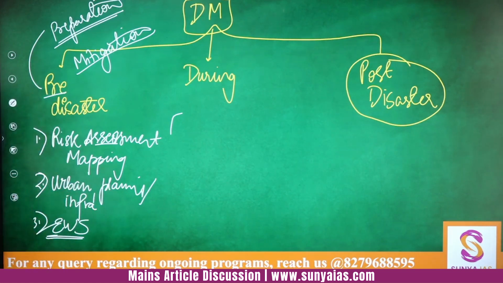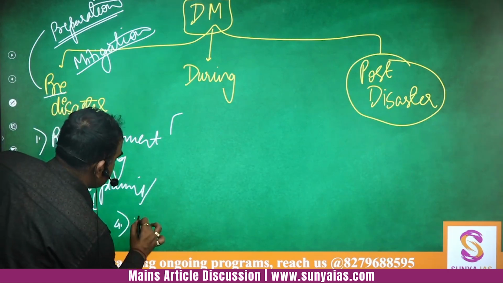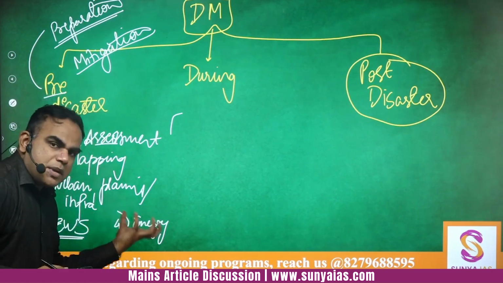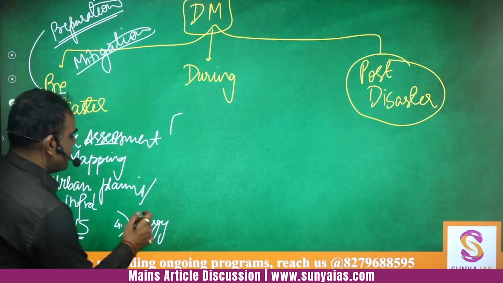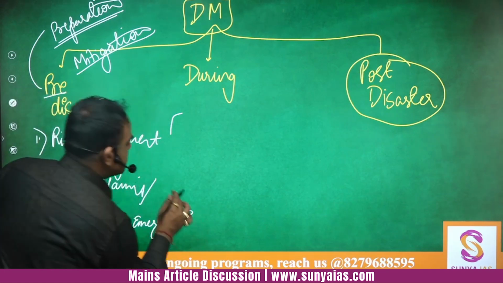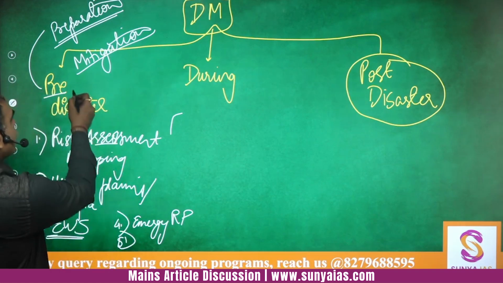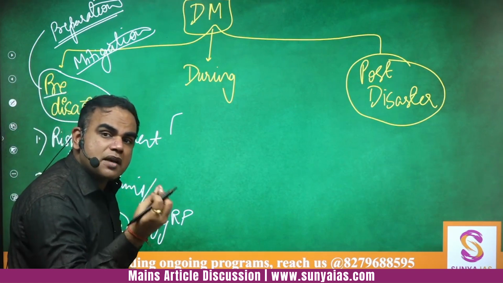After that, one more thing is important, emergency response planning, because if you do the emergency response planning, during disaster this is going to help you. So emergency, I'm writing ERP, this is known as emergency response planning, and very important also here is this, all of this is pre-disaster. Public education and awareness.